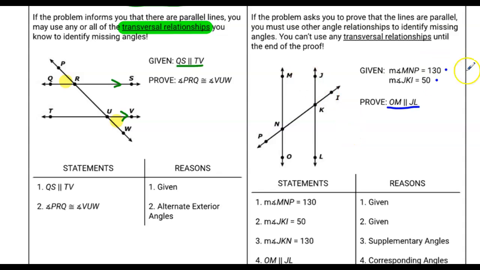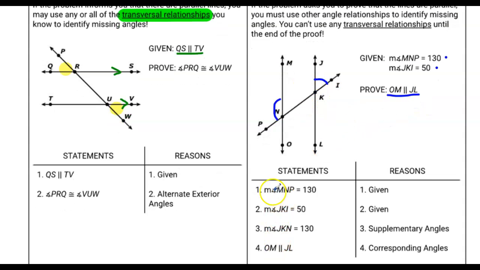Here's an example. In this problem, it tells us that MNP is 130 degrees. That's the one that's out here. And it tells us that the measure of JKI is 50 degrees. That's the one over here. Those two angles aren't necessarily angles that are connected to each other. And it also tells us to prove that OM is parallel to JL. There's a lot of different ways to answer this question, but I chose to answer it like this. I know that MNP is equal to 130. That's given to me. That's a piece of information that's up here. And JKI is 50 degrees. That's also given to me.